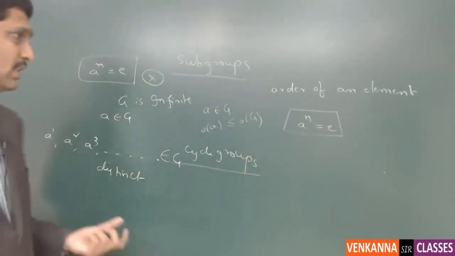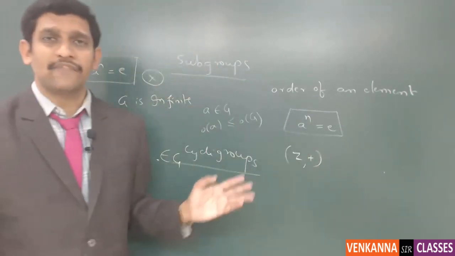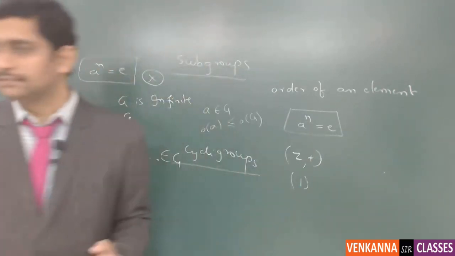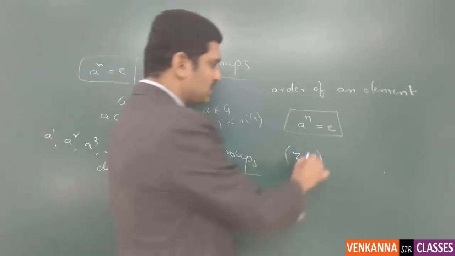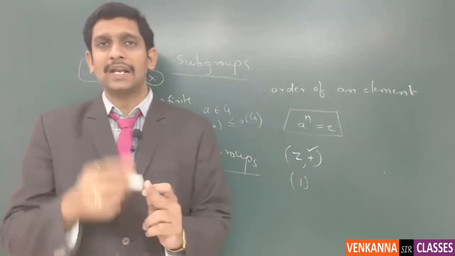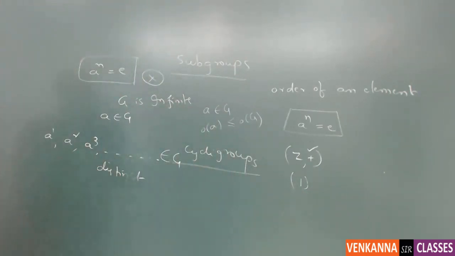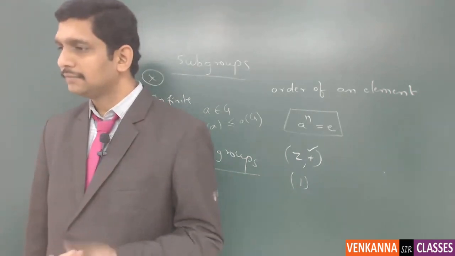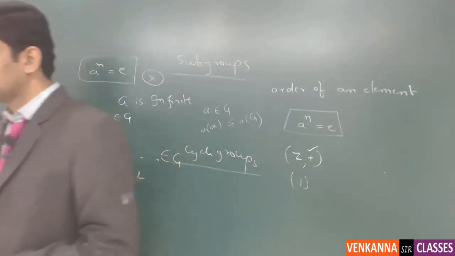The simple example is, if you take Z comma plus, it is an infinite group. Here you can observe that 1 generates whole Z because every element is a multiple of 1. See here the operation is plus. So if you add repeatedly 1 and so on, you are going to get Z. So 1 generates the whole set Z. That we can consider. Okay? Right?